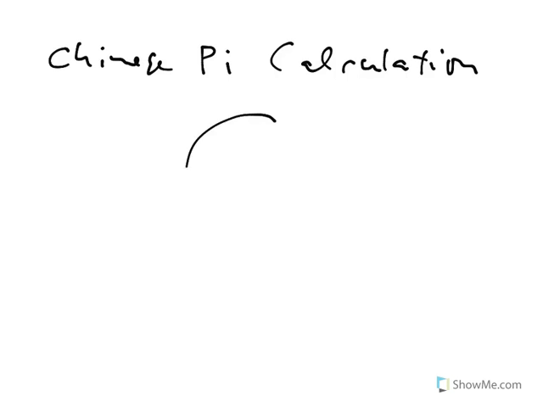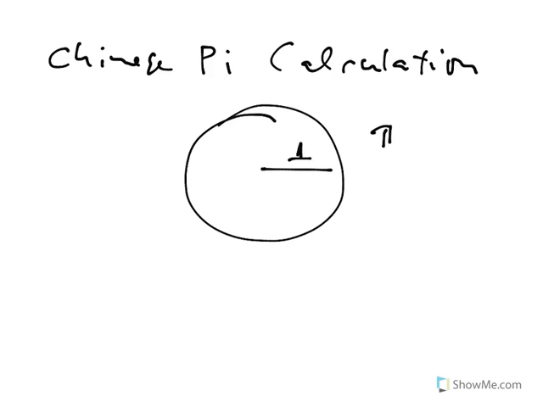The area of a circle that has radius 1 is pi times 1 squared, which is pi. So one way of approximating pi is by approximating the area of a circle with polygons.